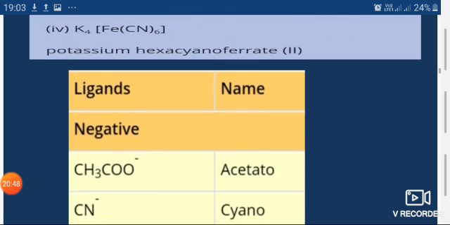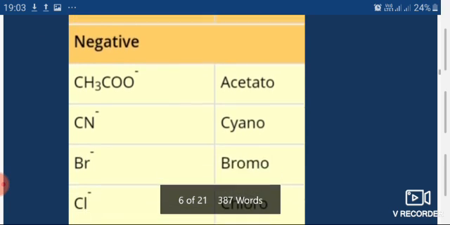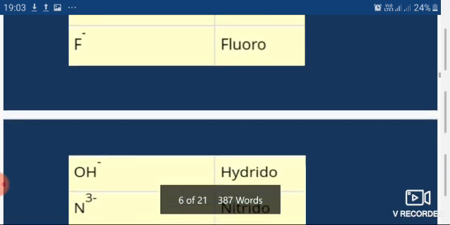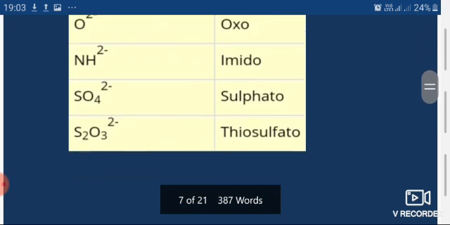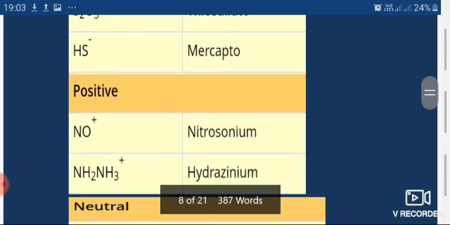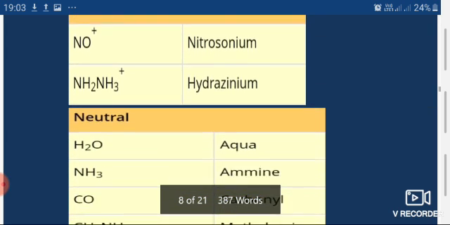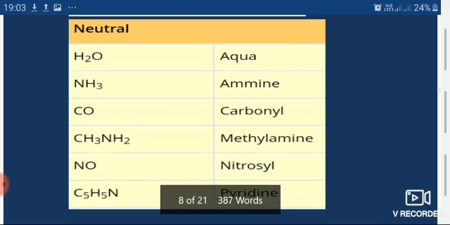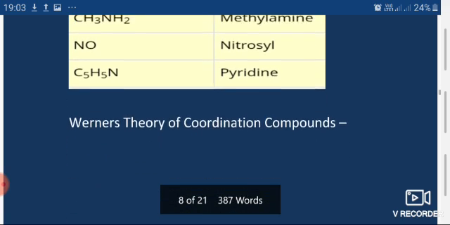Okay, and there is some list of the ligands and their names. These are negative ligands. See here, there is a long list, you can go through this list. Then there are some positive ligands, and these are nitrosonium and hydrazinium ligands also. Then the neutral ligands also are here: aqua, ammine, carbonyl, methylamine, nitrosyl, pyridine, all these are neutral ligands.